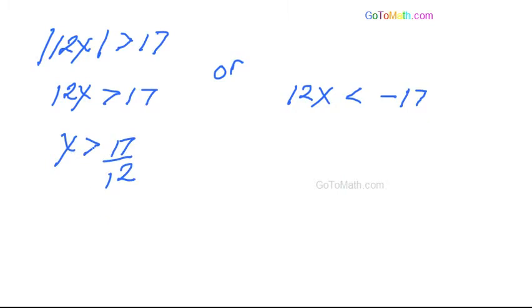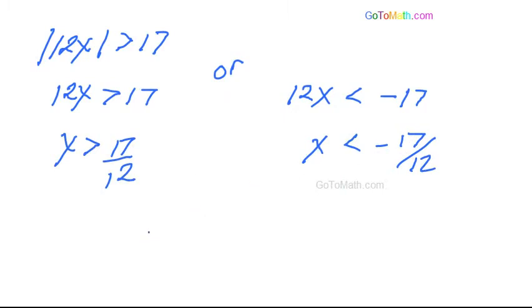Alright, so we know that x is greater than 17 over 12, and in this particular one, x is less than negative 17 over 12. So this means or. That means that x is greater than 17 over 12, or x is less than negative 17 over 12.